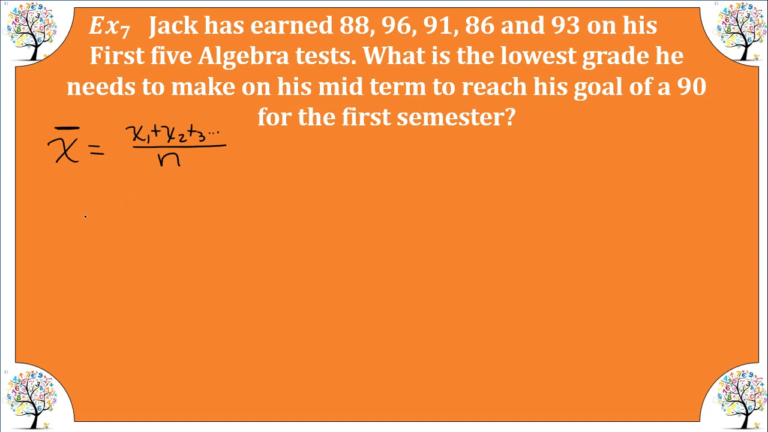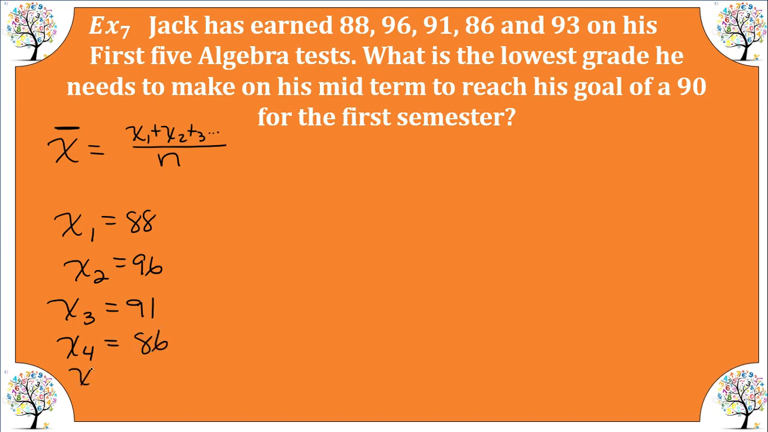So we know that x1 is going to be 88. x2 is going to be 96. Our third test is 91. Our fourth test is 86. Our fifth test is 93. And we want to know, I'm just going to leave it as x, what this last test needs to be to have an average of 90? So we're going to use a less than or greater than to say what is the least amount. Like if he makes this or more, he will meet his goal of a 90.